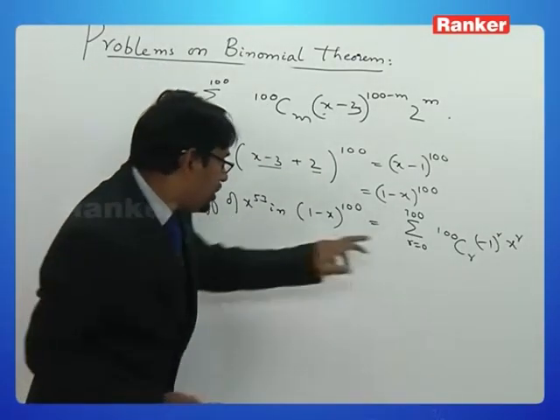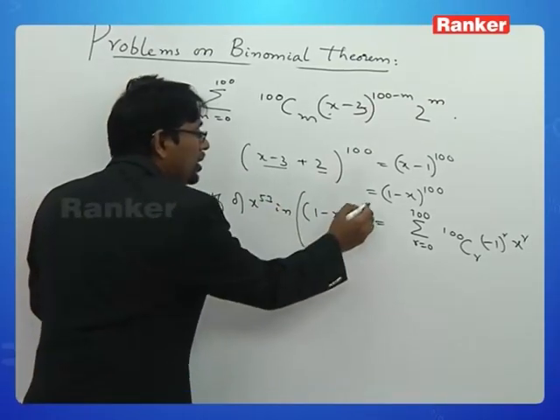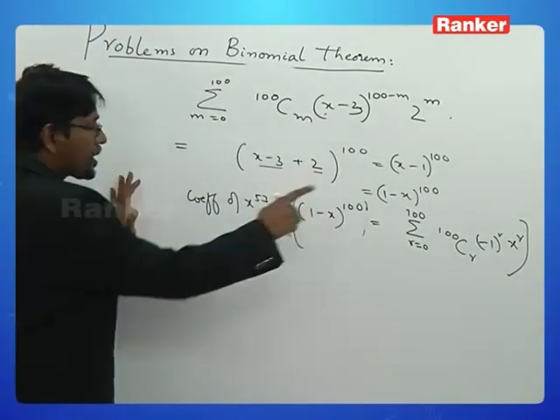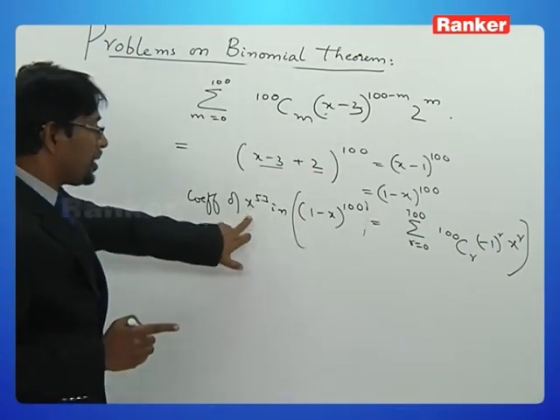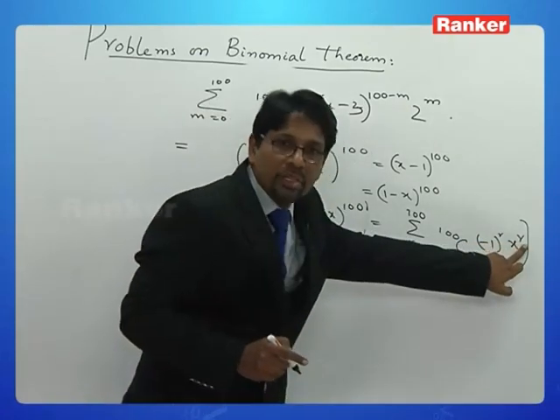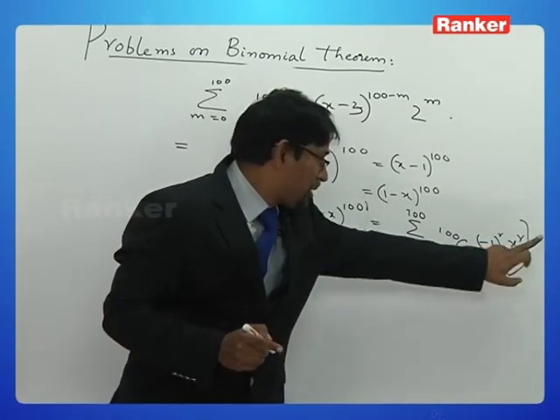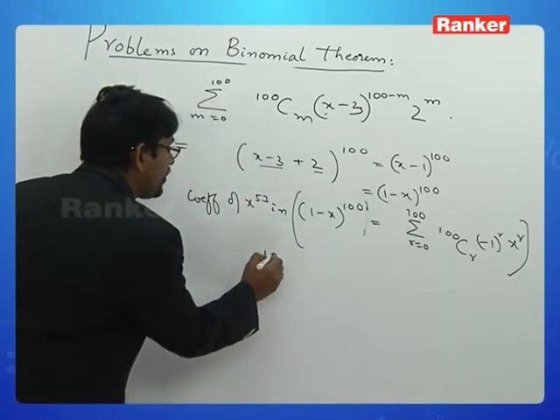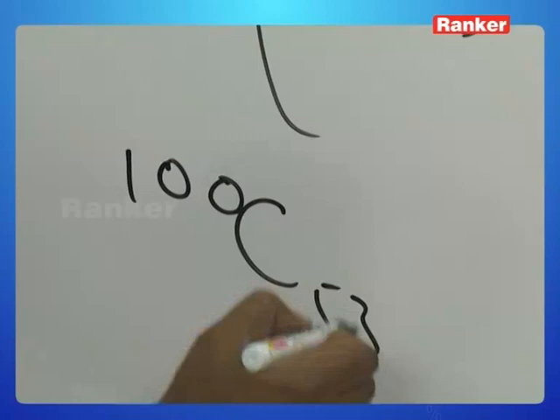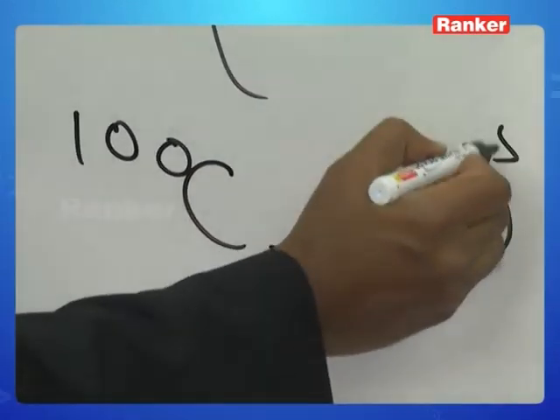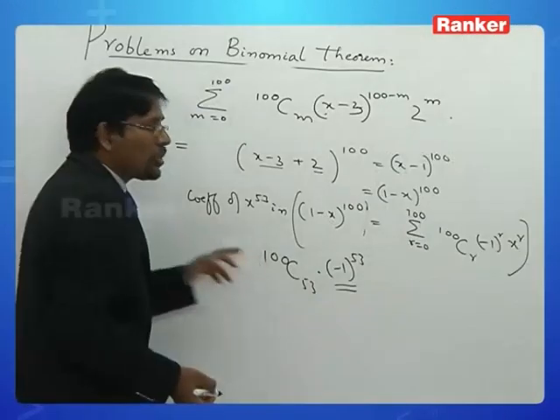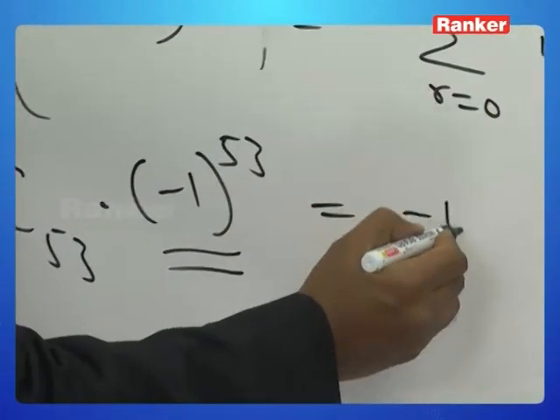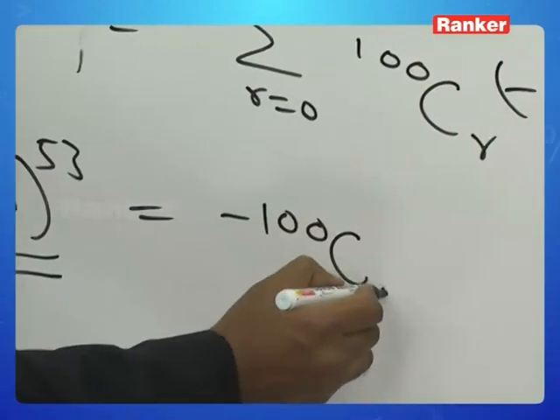In this expansion, we are interested in the coefficient of x power. This is (1 minus x) power 100. So in this expansion, we are interested in the coefficient of x power 53. So r has to be 53. If I put r equal to 53 here, what do we get? The term that we get is 100C53 multiplied by (minus 1) raised to the power 53. Minus 1 raised to an odd number is a minus 1. So that turns out to be minus 100C53.